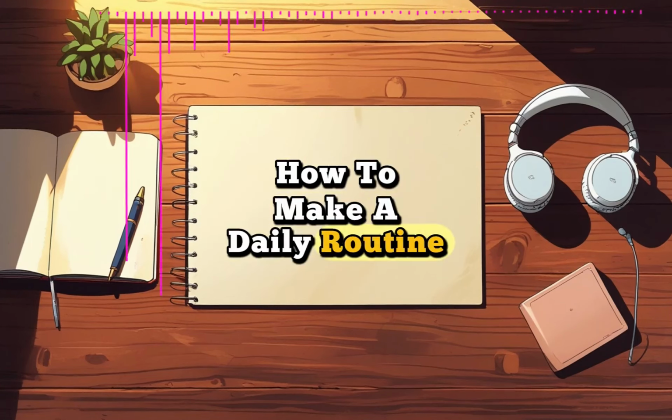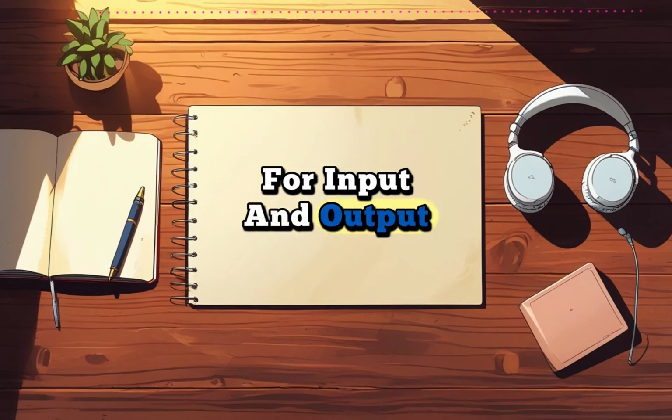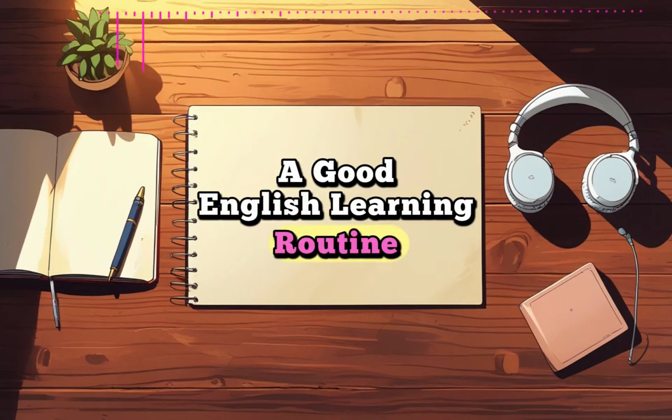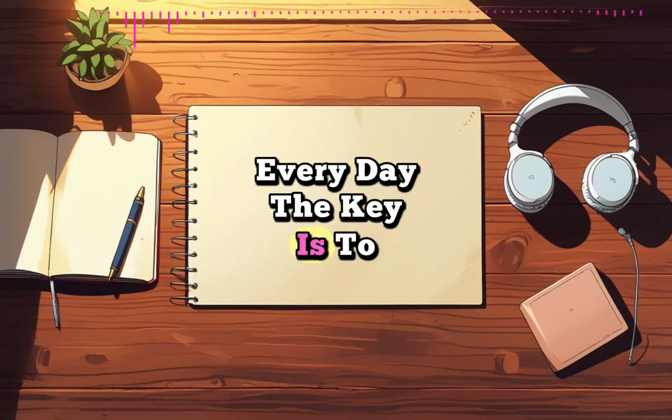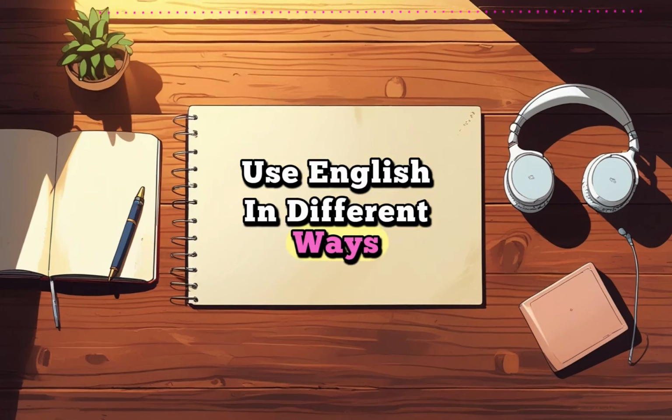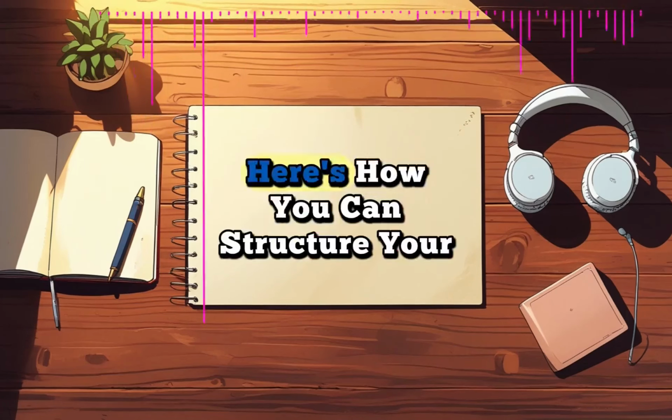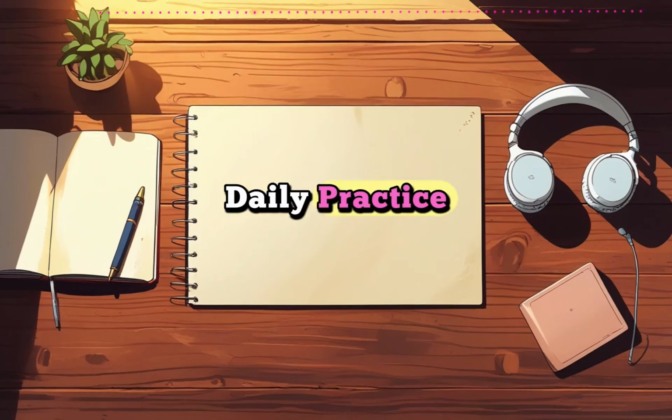How to make a daily routine for input and output. A good English learning routine includes both input and output every day. The key is to use English in different ways, even if you have only a little time. Here's how you can structure your daily practice.